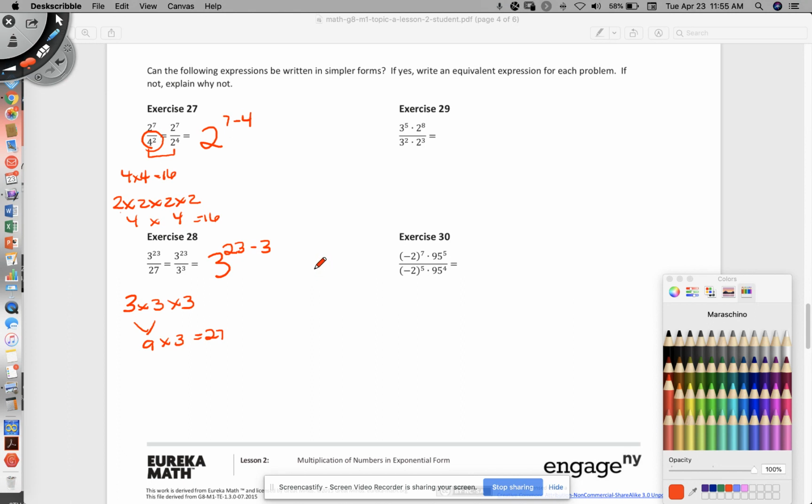All right. Let's try over here with 29, where we have 2 different numbers. So we're going to do 3 to the 5th power times 2 to the 8th divided by 3 to the 2nd power times 2 to the 3rd. So let's do the 3's first. I'm going to do 3 to the 5 minus 2, and I'm going to times that by 2 to the 8 minus 3. That's it. All right, you go ahead and do 30.